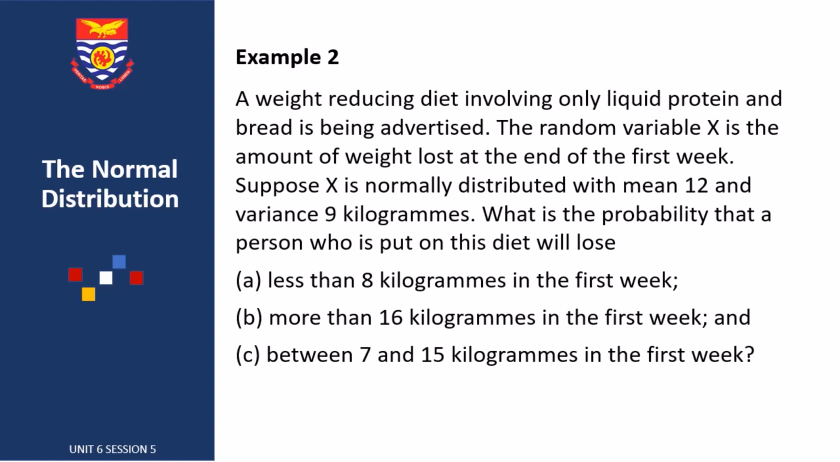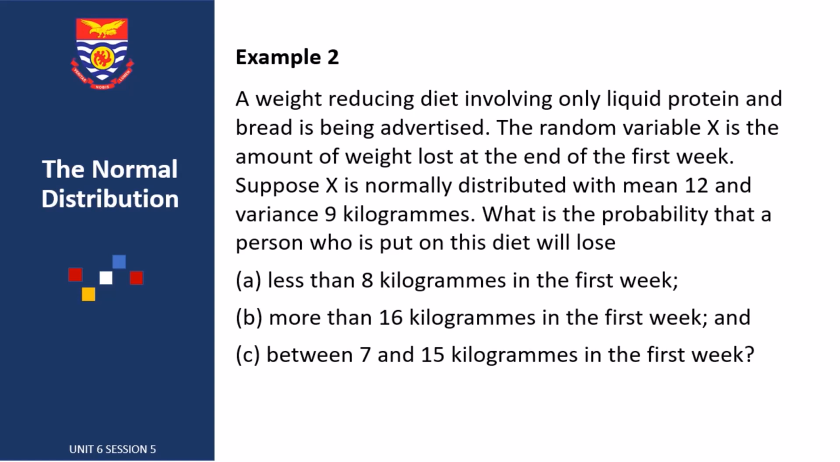Let's give you an example. A weight reducing diet involving only liquid protein and bread is being advertised. The random variable x is the amount of weight loss at the end of the first week. Suppose x is normally distributed with the mean 12 and the variance 9. What is the probability that a person who is put on this diet will lose A, less than 8 kilograms in the first week, B, more than 16 kilograms in the first week, and C, between 7 and 15 kilograms in the first week?